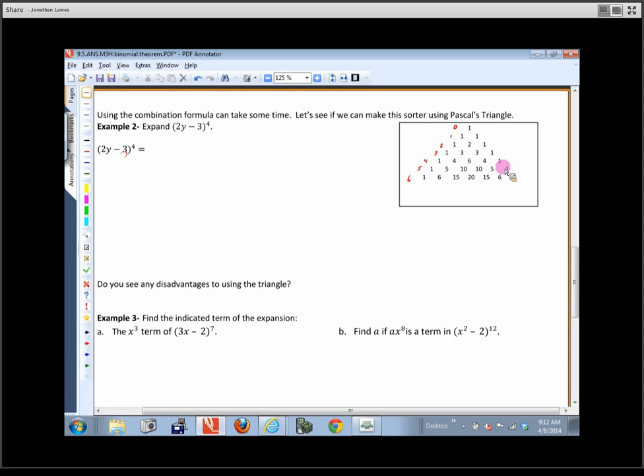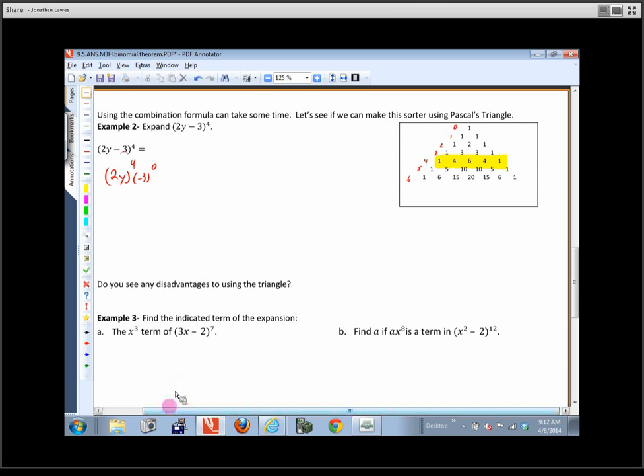Okay, so here's what I'm going to do. We're going to write it down this way. That coefficient from this row right here, and let me highlight this so we know what we're looking at. Okay, we're going to be looking at those numbers right there. And remember, because it's the fourth power, I'm going to have 1, 2, 3, 4, I'm going to have 5 terms in my final answer. So here's what we get. I'm going to take the 2y, and I'm going to raise that to the fourth. I'm going to take the negative 3 and raise that to the 0.